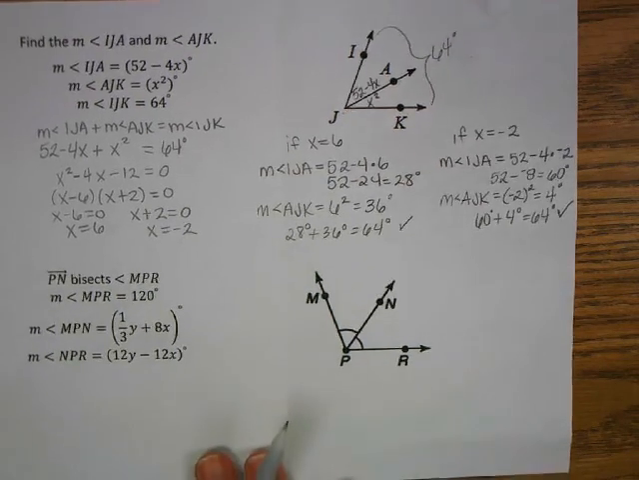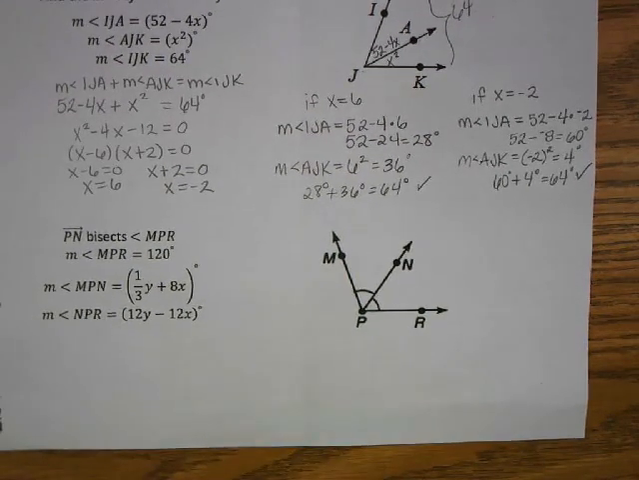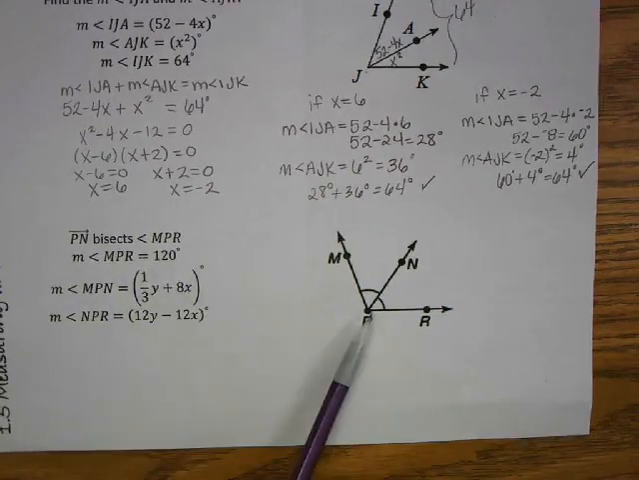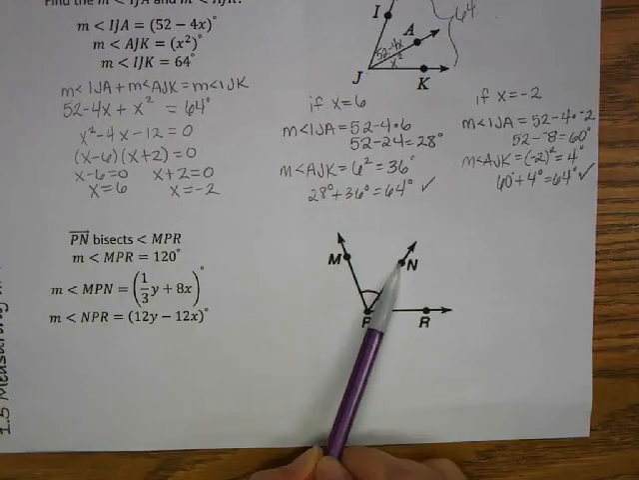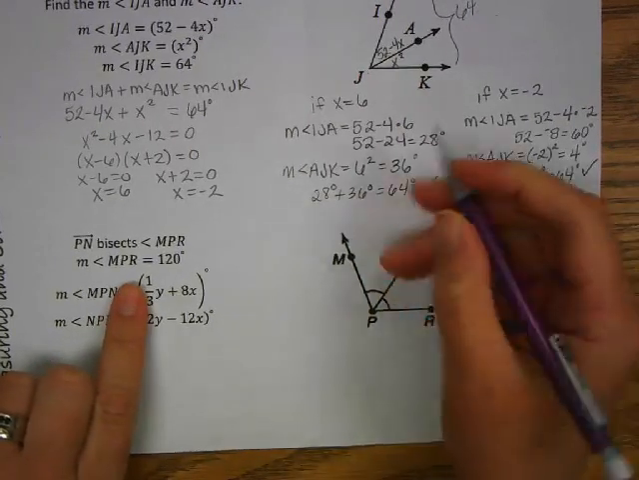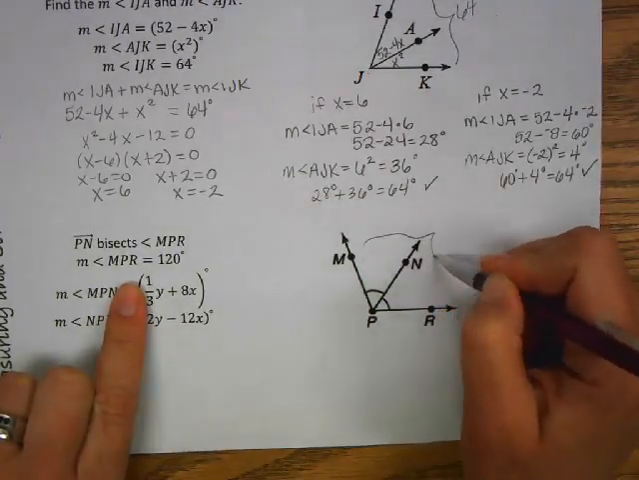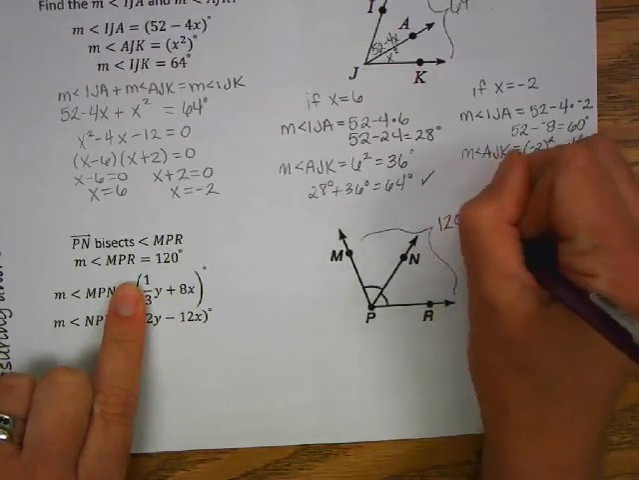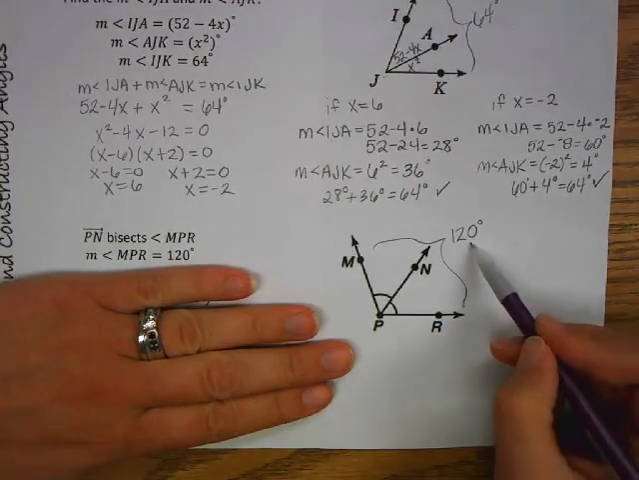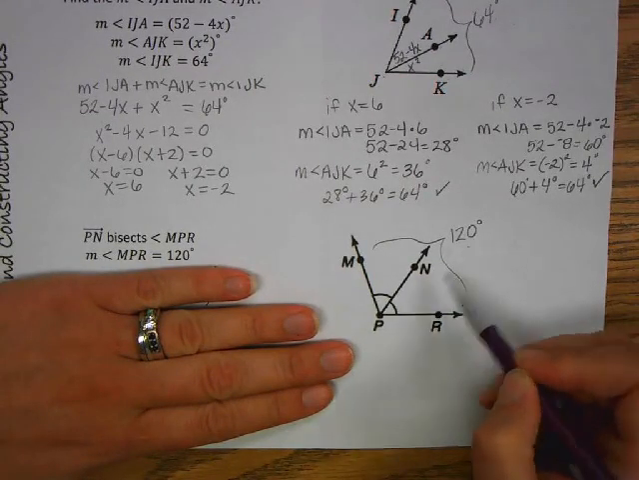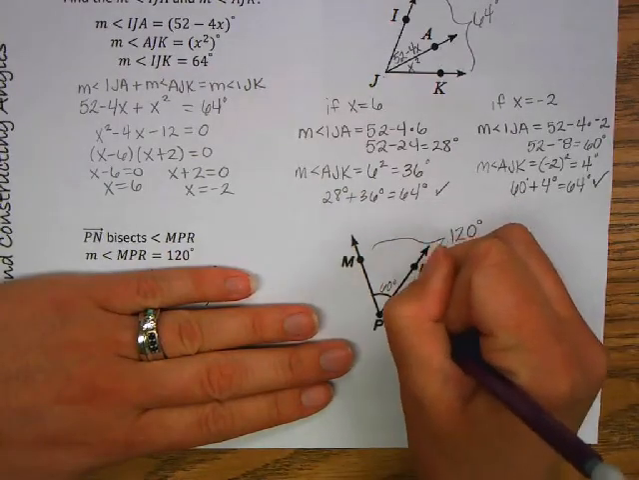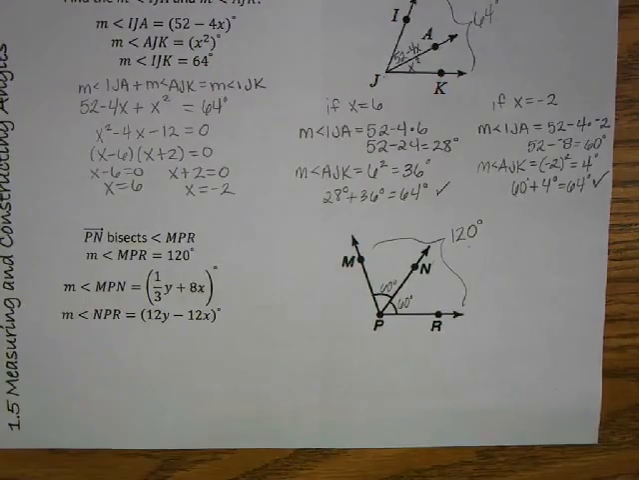All right, down at the bottom, we're going to use the definition of angle bisector. So we're given that ray PN is bisecting angle MPR. So that means angle MPN is equal to angle NPR. So the measure of angle MPR, this whole angle, is 120 degrees. So I'm not even going to look any further. I'm just going to use the fact that the whole angle is 120. PN is bisecting the angle, so that means each piece has to be 60 degrees.